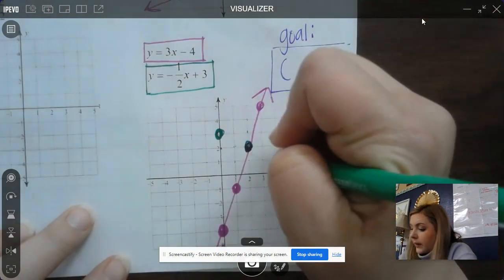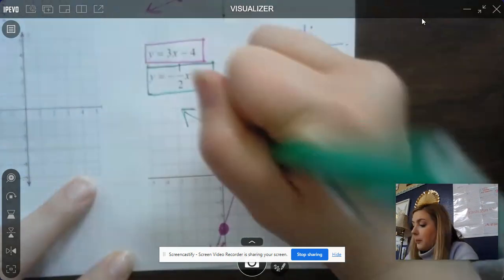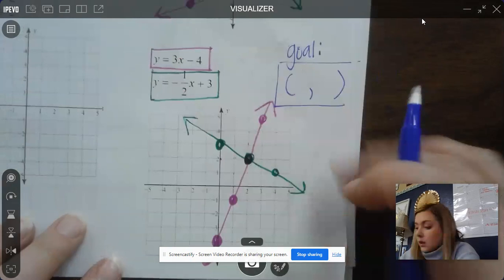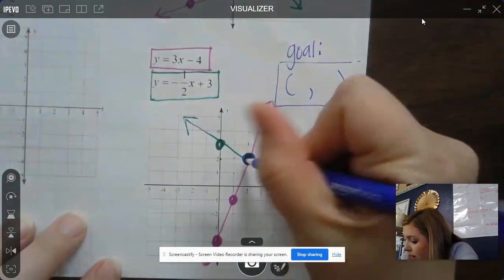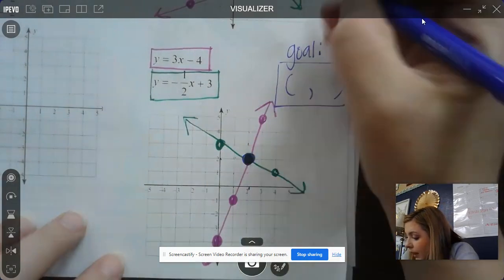Of course, you can add another point to extend your line. But I found my point of intersection. I found my goal. So my last step is to do what? Good. Write it in my goal box. I'm going to really shade in that point so I know what it is. This is where x is 2 and y is 2.